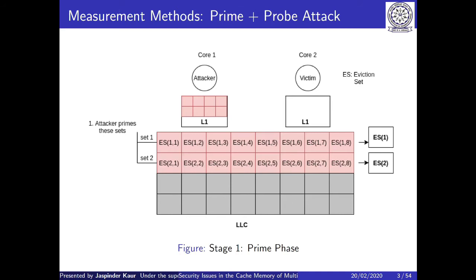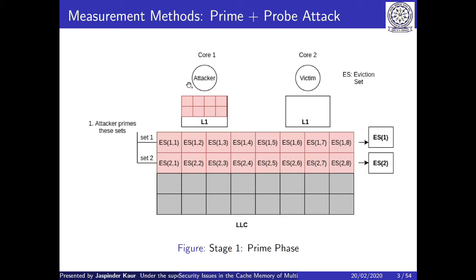So there are two techniques that we'll discuss. First one is prime probe, and then we'll go for flush reload attack. Both are very simple to understand. Only the basic knowledge of cache is enough. So assume the same scenario here. There are two cores, core one and core two. Core one is running the attacker application, and core two is running the victim application.